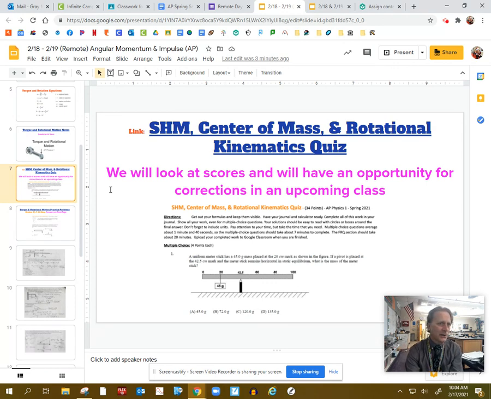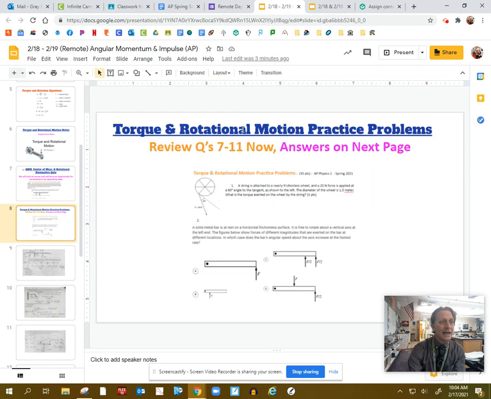We haven't had everybody finish up the quiz yet, so the center of mass, simple harmonic motion, and rotational kinematics quiz, we're going to look at that next class. I just left it in here just to remind you of that. So we'll look at it later. As far as getting into this, open up your practice problems, and let's take a look at 7 through 11.